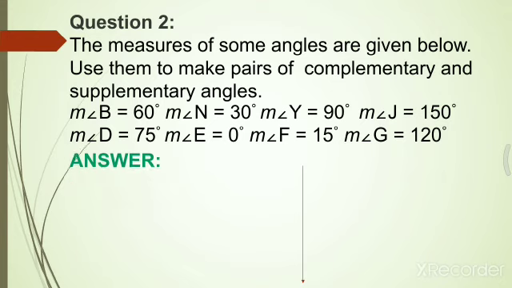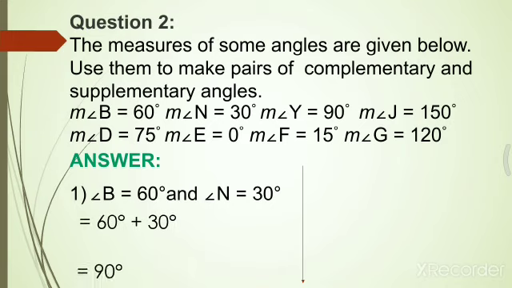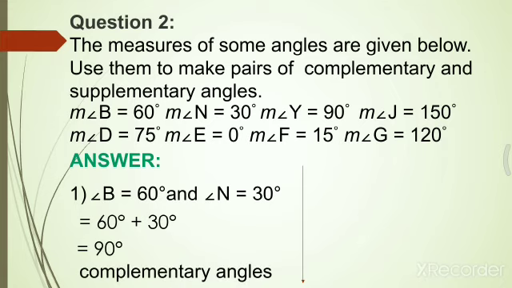Now here I have taken the first pair, that is angle B and angle N. So let's see which pair angle B and angle N will make. Here the measure of angle B is 60 degrees and the measure of angle N is 30 degrees. So if you add this 60 with 30, what will you get? You will get 90 degrees. So which pair will angle B and angle N make? It will make a pair of complementary angles. Clear? Why do they make a pair of complementary angles? Because the sum of the two angles is 90 degrees. That is why they make a pair of complementary angles.